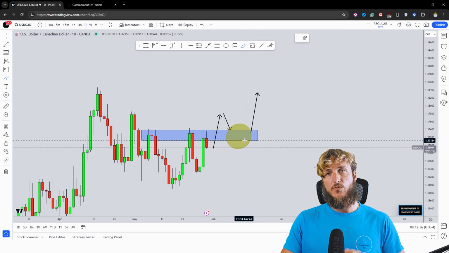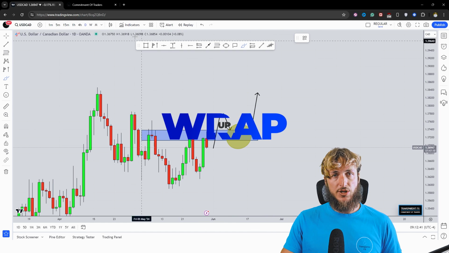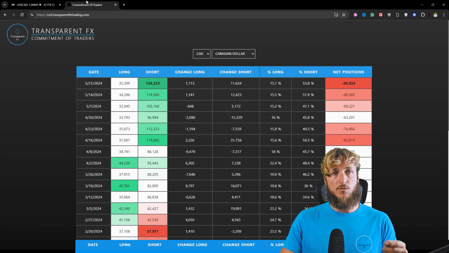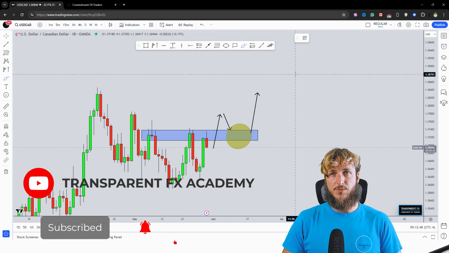So if we get this break and retest, what would I expect? Well, as usual, trading is reactive and not predictive. The monthly, weekly, and daily timeframes combined with the COT data are the best timeframes when it comes to the directional aspect of the market.